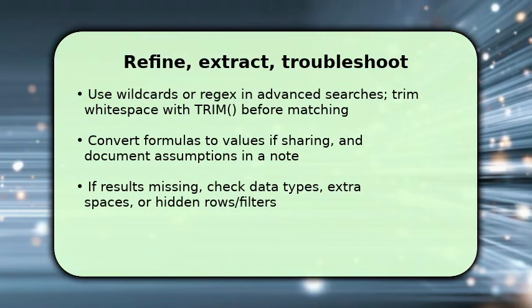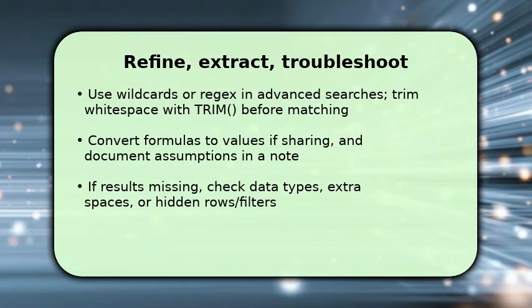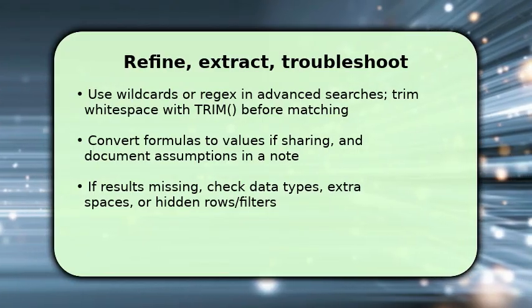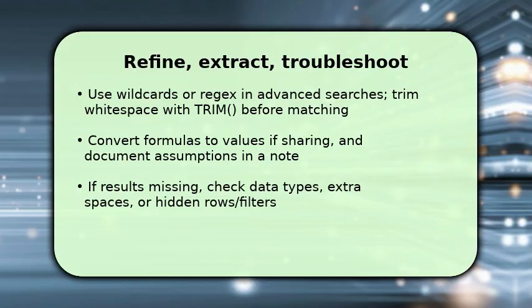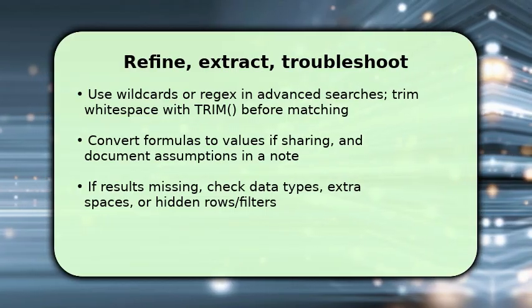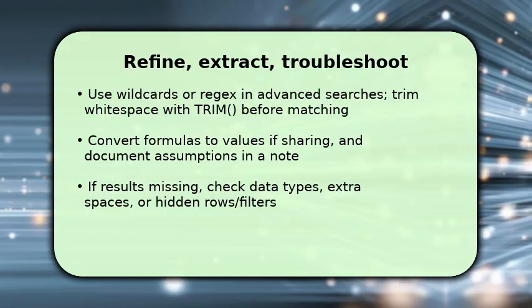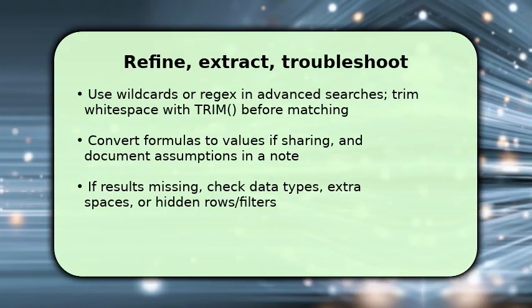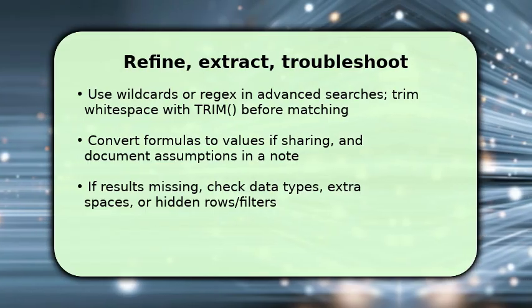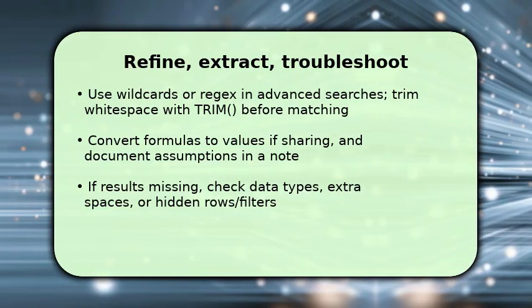You finish by refining outputs. Apply TRIM or VALUE to normalize text and numbers so matches succeed, and use wildcards or rejects when patterns vary. Once results look correct, extract them to a new sheet or copy formulas as values if you need a static report. If things go wrong, first check data types and hidden rows or filters.